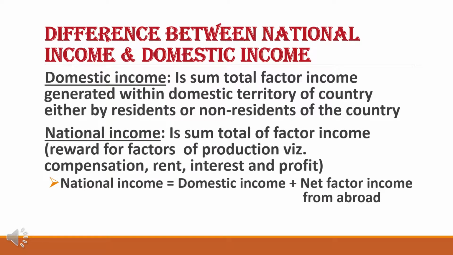Friends, first of all you should know the difference between national income and domestic income. Domestic income is the sum total of factor income generated within the domestic territory of the country, either by the residents or non-residents of the country. And national income is the sum total of the factor income, that is the reward for factors of production: compensation to the employees, rent for the land and building used, interest for the capital utilization, and profit for the enterprise. In other words, we can say national income is domestic income plus net factor income from abroad.